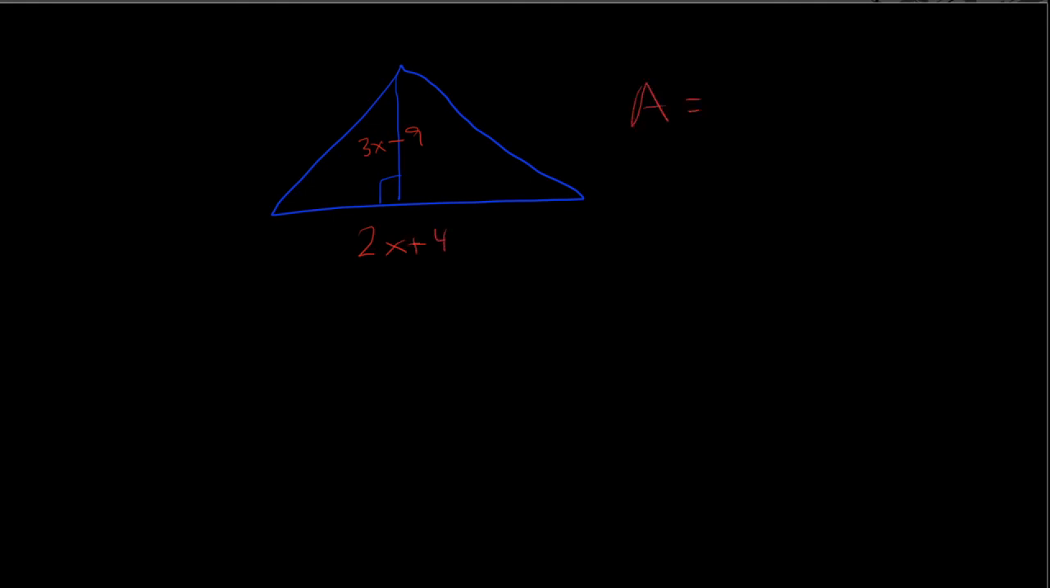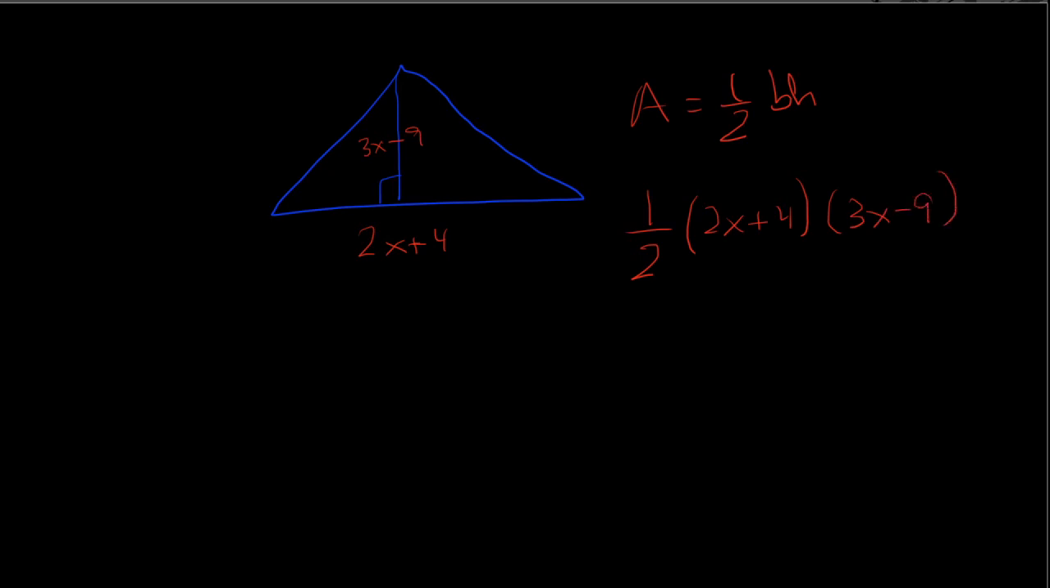Next, I want to find the area of a triangle. So I have the height here as 3x minus 9. And the base is 2x plus 4. So the area of the triangle is 1/2 base times height. The base is going to be 2x plus 4. The height is 3x minus 9.